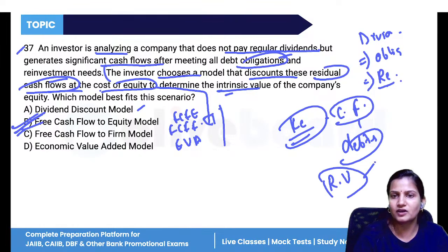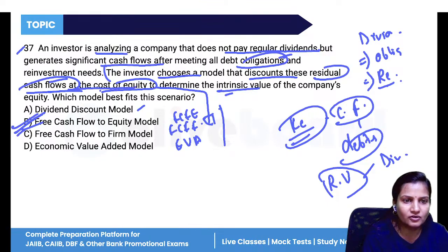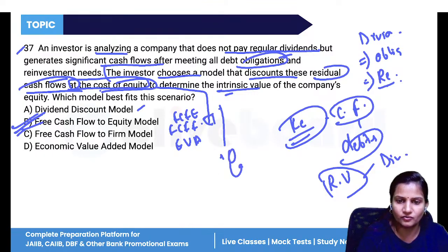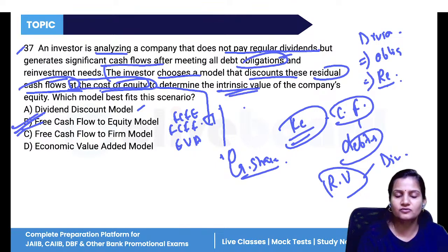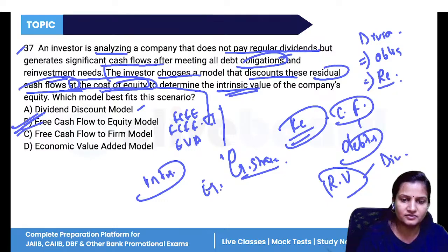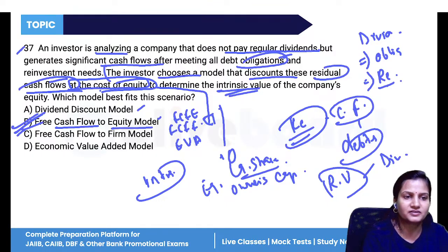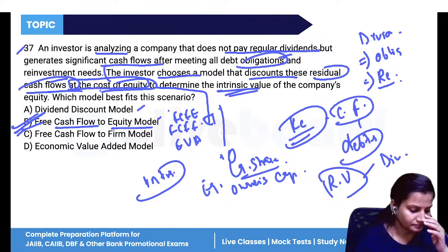But from this residual value, you're not paying the dividends to your shareholders. You are using that money for your cost of equity. Cost of equity is what? Your cost to your equity shareholders. So the intrinsic value of a company is measured with its owners' capital only. That is why the free cash flow to equity model represents the cost of equity. Now it is clear to you.